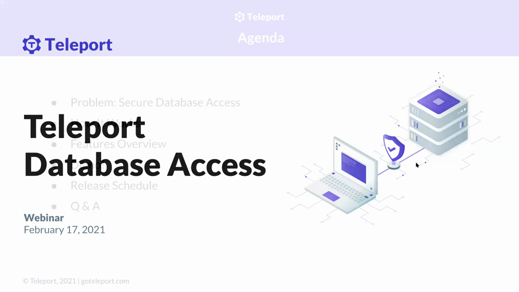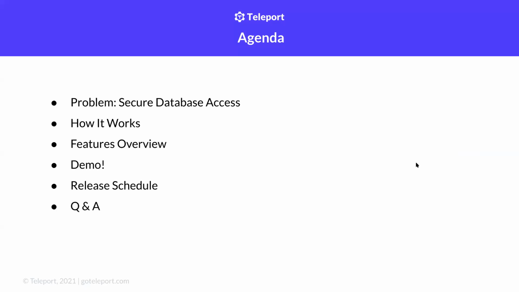So let's go over the agenda real quick. First, we're going to talk about the actual problem of securing database access, to define the problem space and understand why we're building this in the first place. Then we're going to spend a couple more minutes looking at how it works, talking about its architecture on a very high level, just so you understand what's going on behind the scenes. Then we'll do a quick overview of the features, jump into a quick demo, and talk about the release schedule and what's on the roadmap, and hopefully have some time for questions at the end.